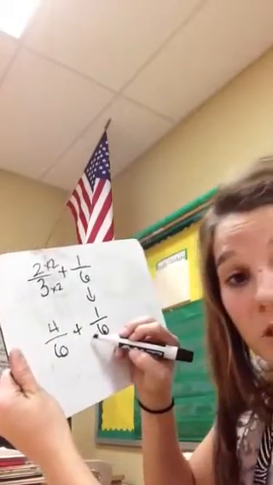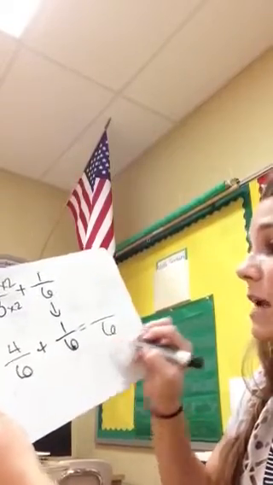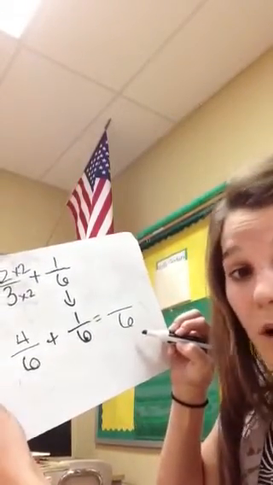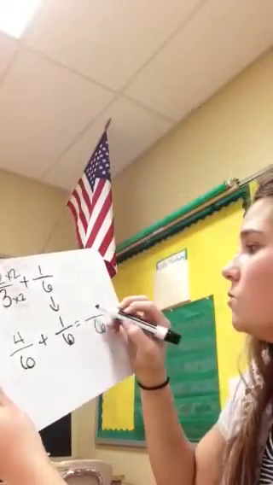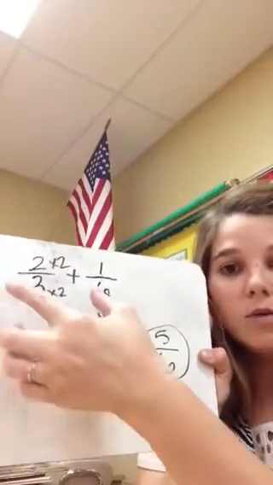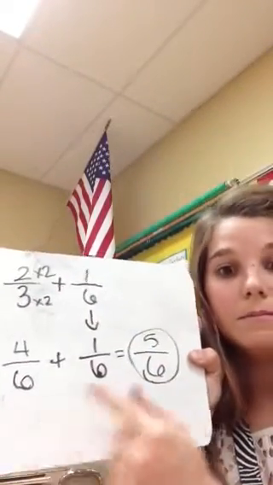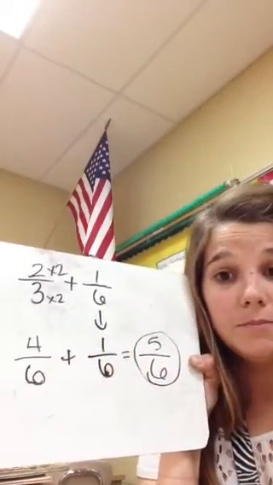Now I have to add 4/6 to 1/6. So now that I got the denominators the same, I want them to stay the same, so my answer will have the same denominator. And I can just add the numerators. So 4 plus 1 is 5. So my answer is 5/6. So I got the denominators to be the same. That's why I kept it the same in my answer, and I just added the numerators.